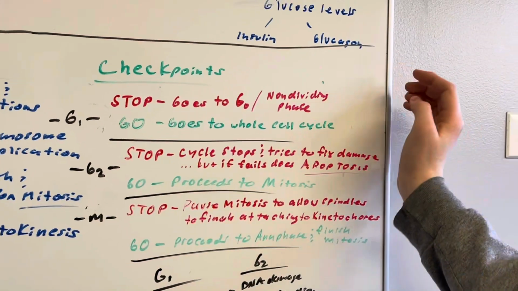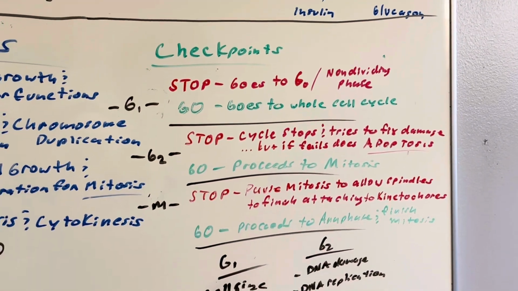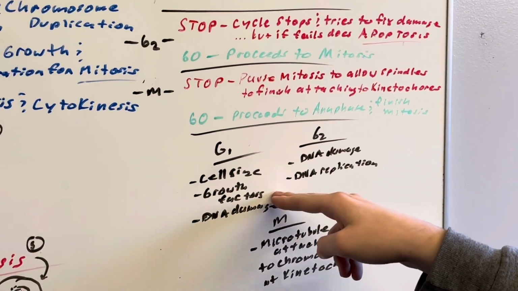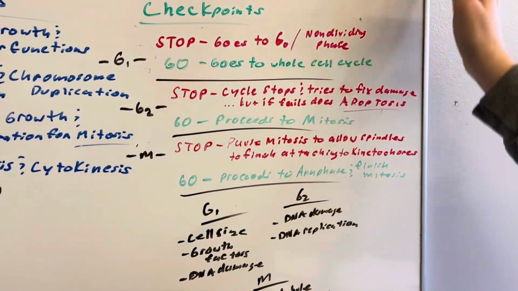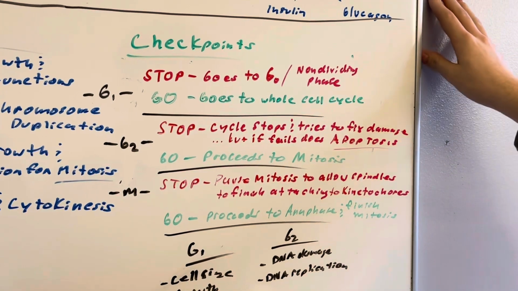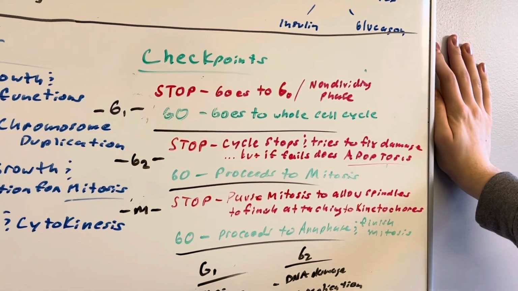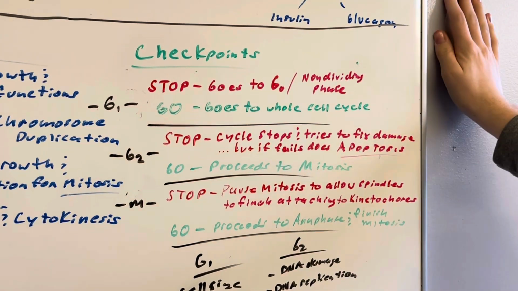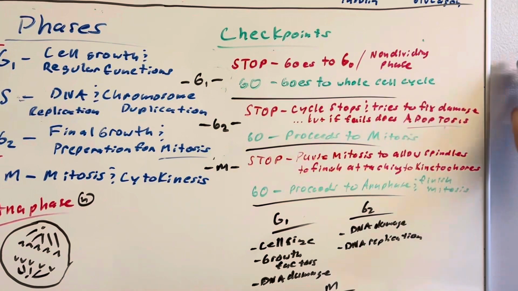There are different checkpoints in this phase. The first checkpoint is G1, and basically what G1 detects for is the cell size, any growth factors, and DNA damage. If it detects anything it doesn't like, it stops. It sends the cell to G0, and this cell will no longer divide, and it can potentially return to the G1 phase, but it probably won't. It's usually permanent. It becomes like a muscle or nerve cell. If it gets the green light and it's good, it goes on to complete the whole cell cycle.